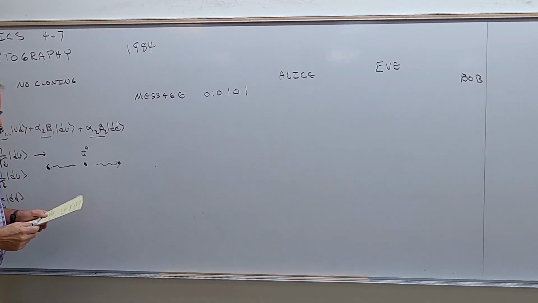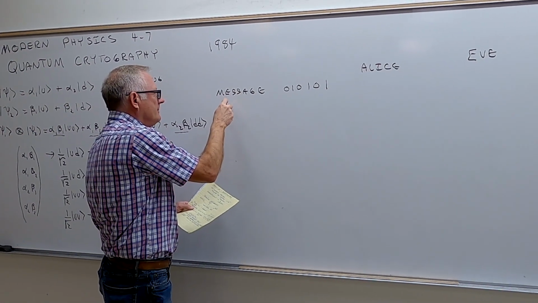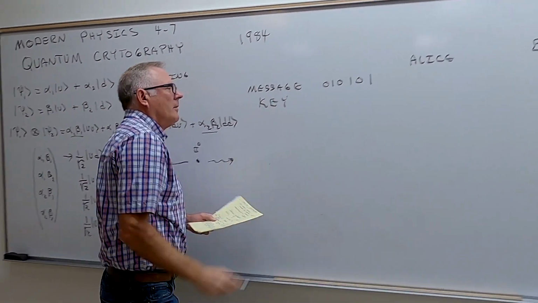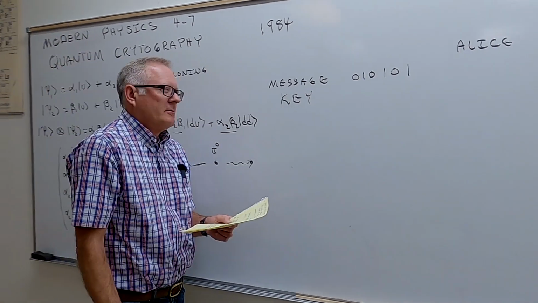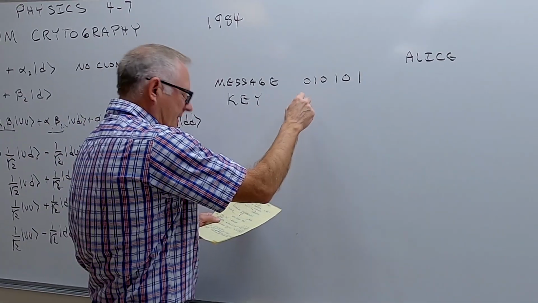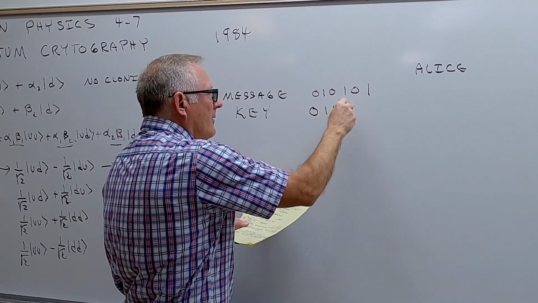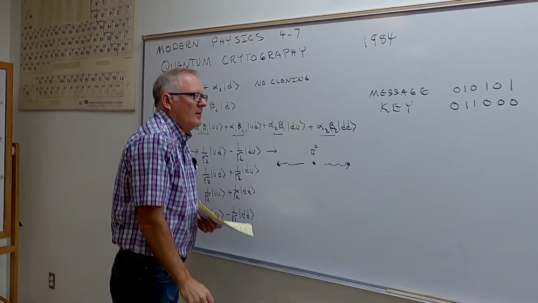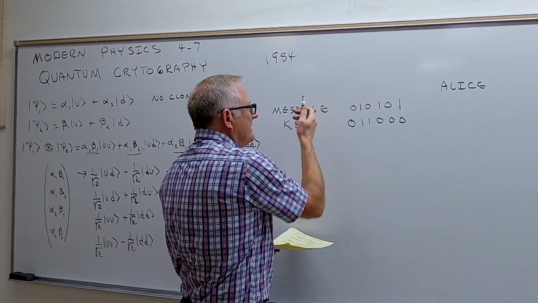But to do that, you have to have a key. What's the key? The key is just a sequence of bits too. Let's just say the key was 0, 1, 1, 0, 0, 0. Let's say that's the key. This is the key, and that's the message you'd like to send.